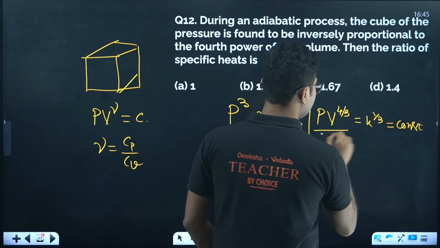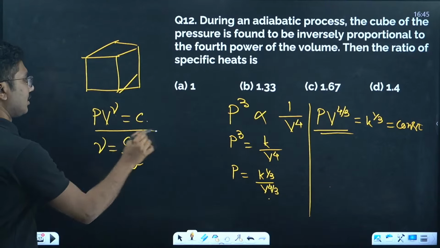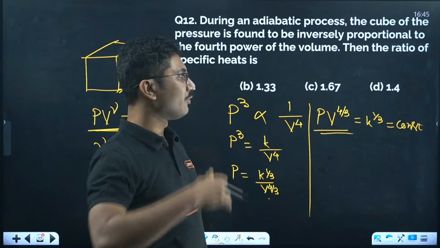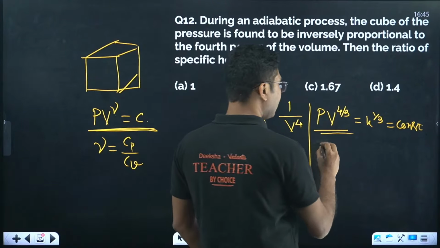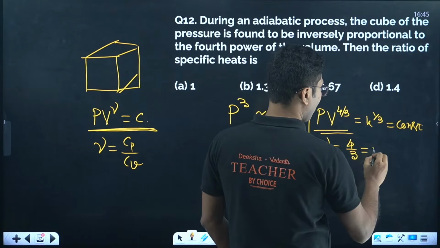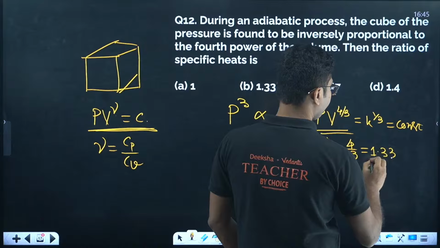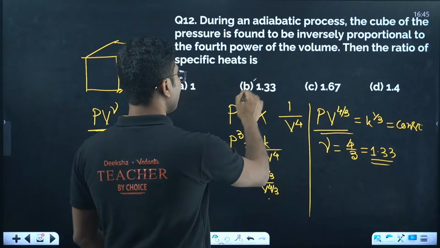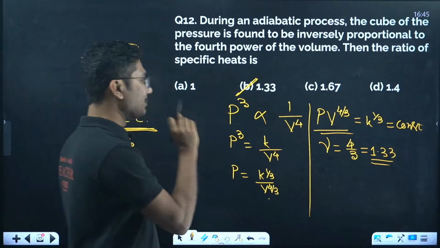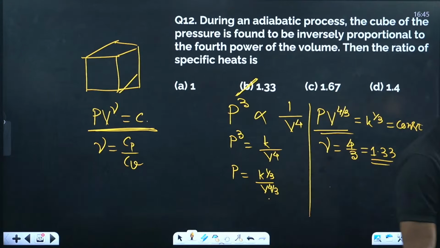So now you compare this equation and this equation. On our left hand side we have p v to the power of some value, and on the right hand side we have a constant. That means gamma here must be equal to 4/3, so that is 1.33. So the correct answer is 1.33. Even though the question looks odd, actually it is one of the simplest problems. If you know how to solve it, you will be able to solve this question. Not difficult. Most of you have answered this question properly.